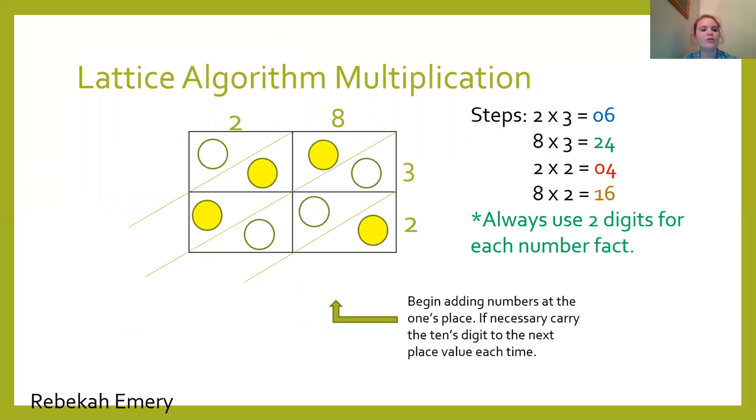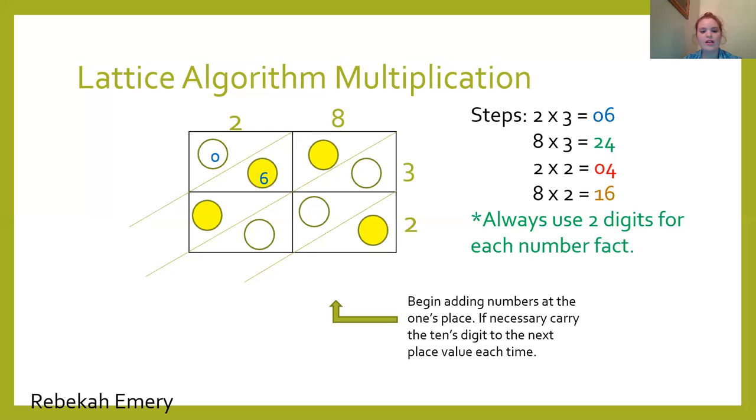We begin by setting up a grid with diagonal lines like the one on the slide in order to learn the lattice algorithm for multi-digit multiplication. We will systematically multiply each set of factors and record the product in the intersecting box. All products must be recorded as 2-digit numbers, so 1 would be written as 0, 1, and so on. Each box is divided into 2 triangles. The left side is the tens place and the right side is the ones place.